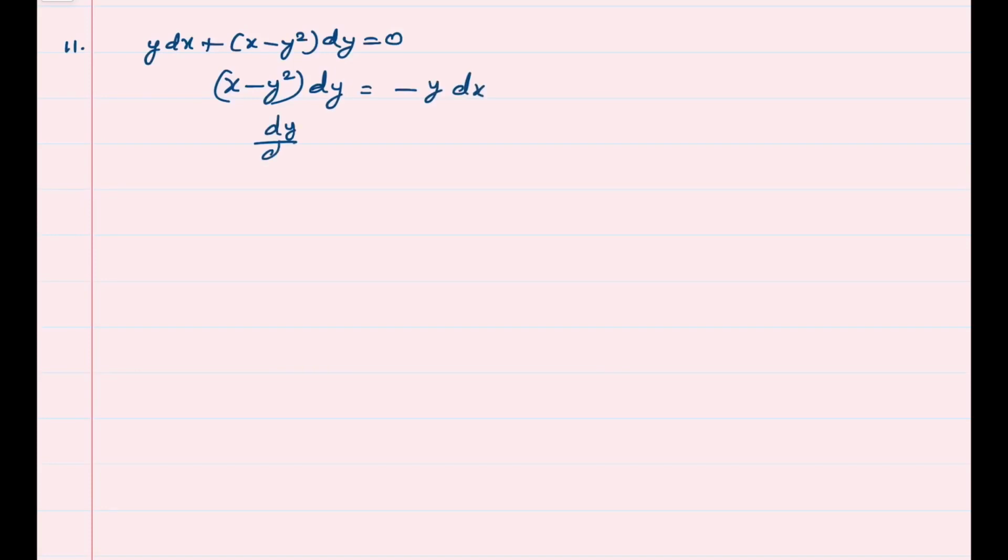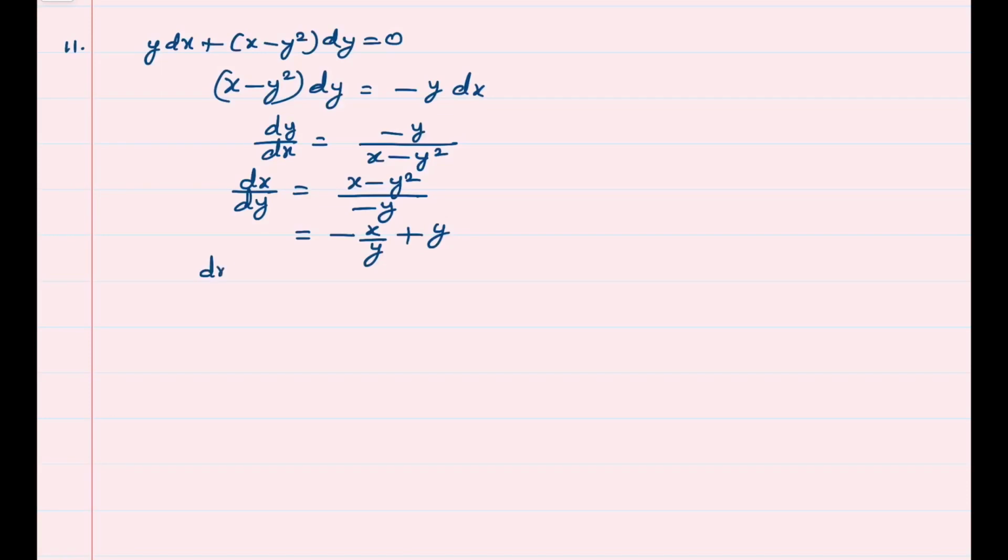Question number 11. y dx plus x minus y square times dy equal to 0. x minus y square times dy is minus y dx. If I write dy by dx, I will get minus y upon x minus y square. I get two terms in the denominator. I cannot separate it. If I write the reciprocals, let us flip both the sides. x minus y square divided by minus y, so that I can separate the terms. The first term is minus x over y. The second term becomes y.